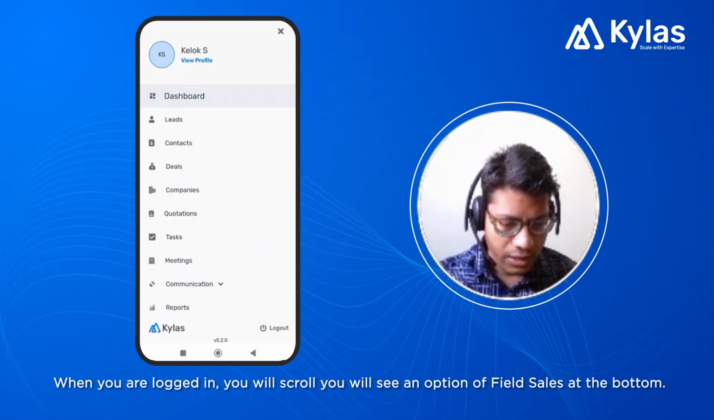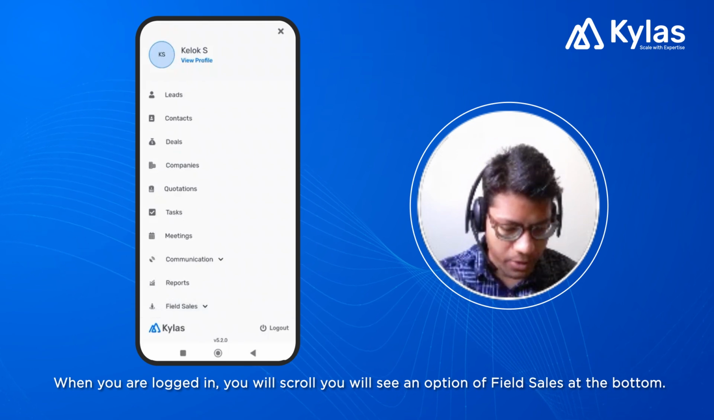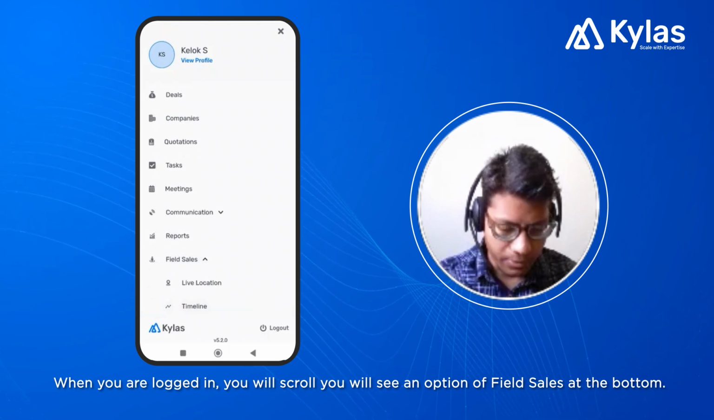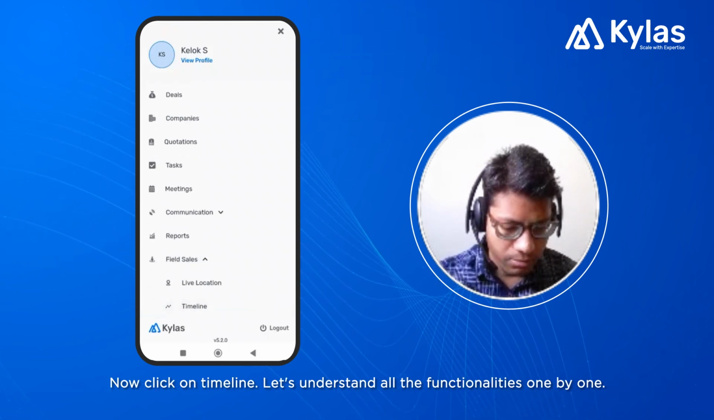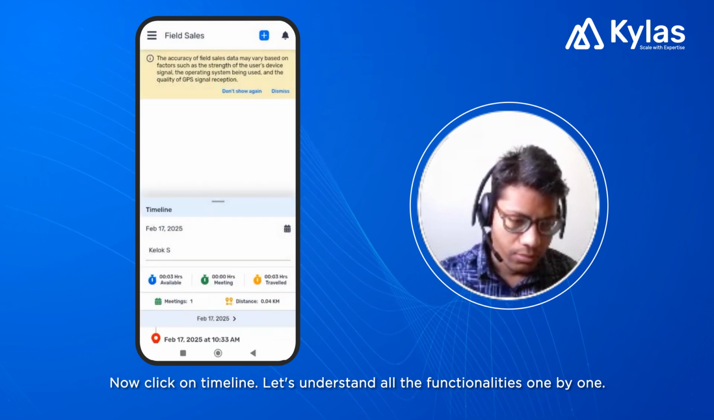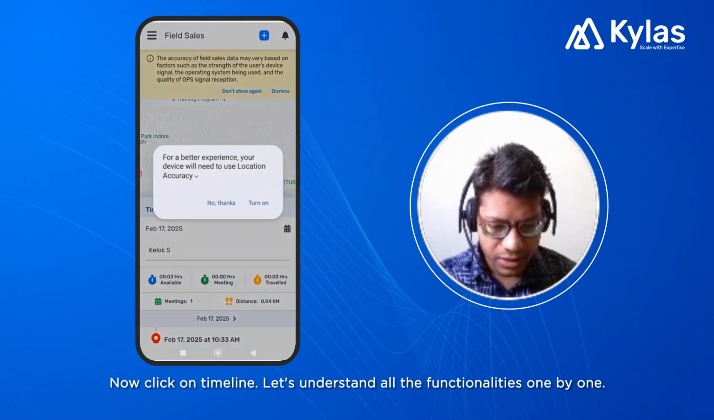जैसे ही आप लॉग इन करेंगे, when you scroll, you will see an option of field sales at the bottom. Now click on timeline. Let's understand all the functionalities one by one.